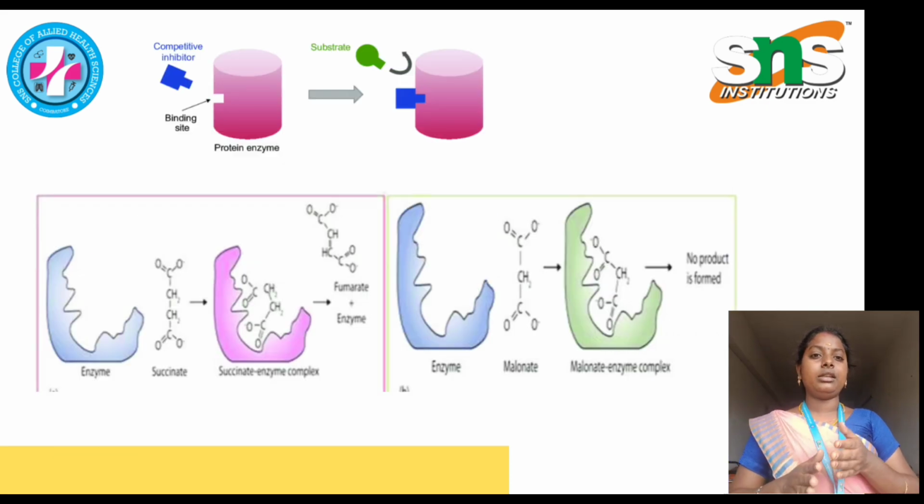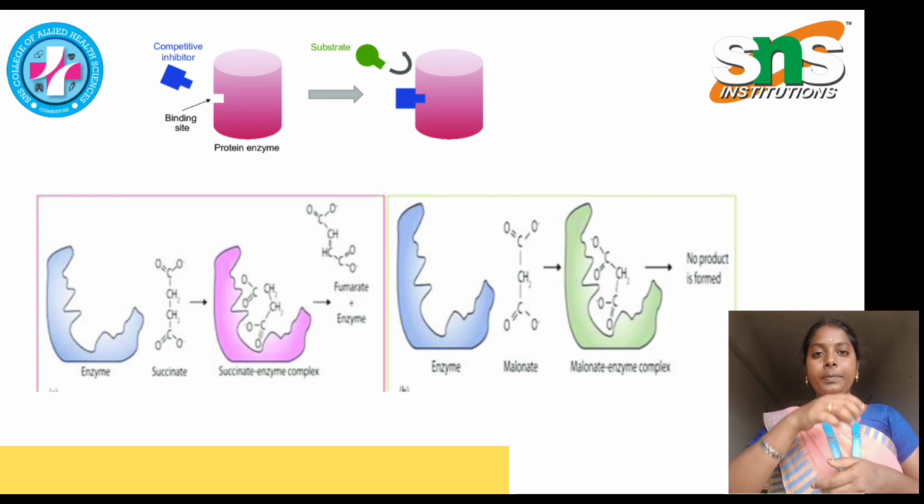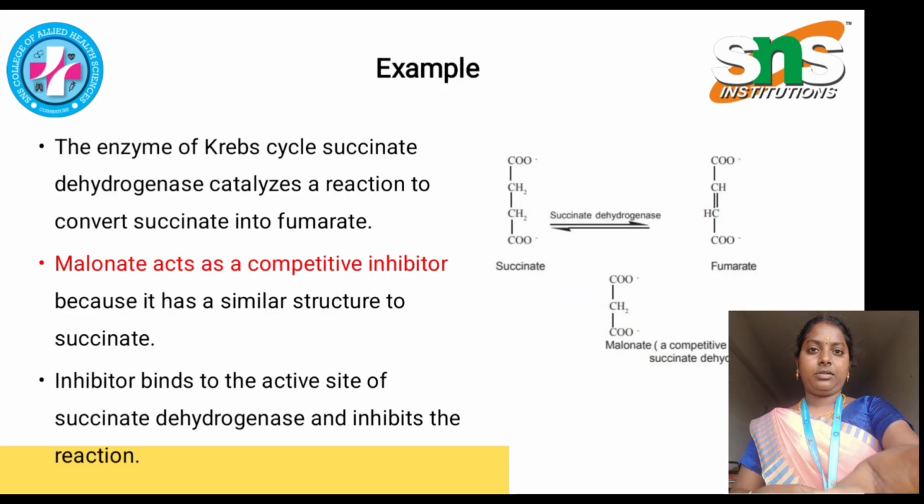Enzyme plus succinate gives the enzyme-succinate complex, and fumarate is released along with the enzyme. Where succinate would bind, malonate binds instead, forming an enzyme-malonate complex, and no products are formed in that reaction. So this is a very good example of a competitive inhibitor.